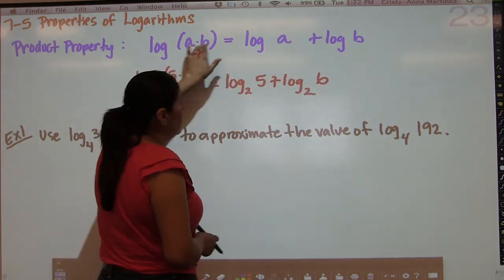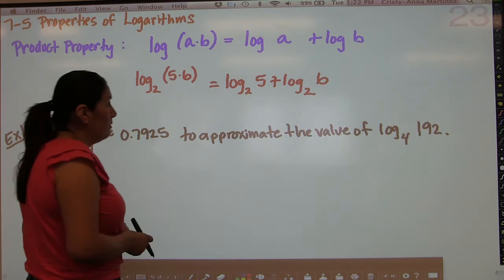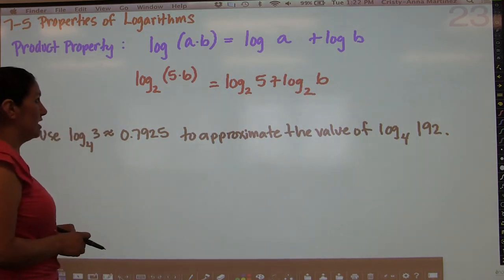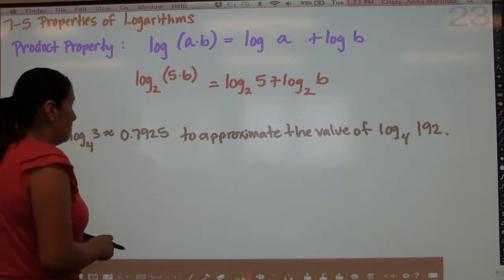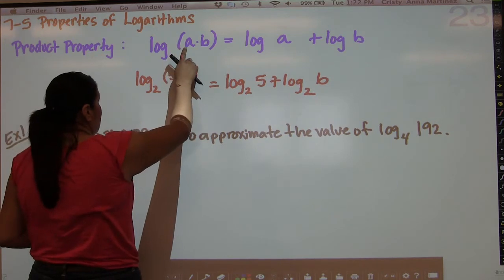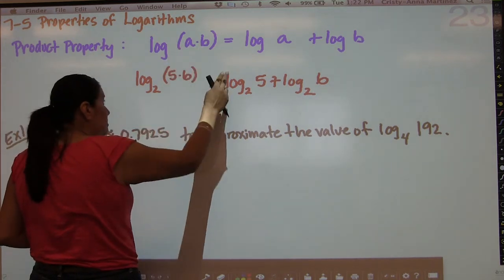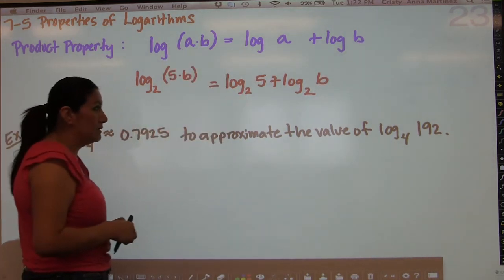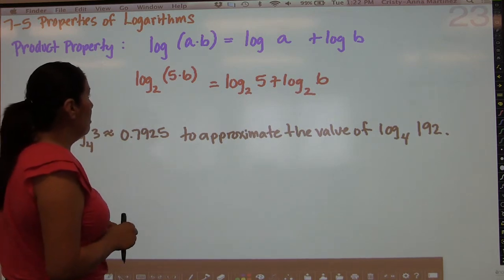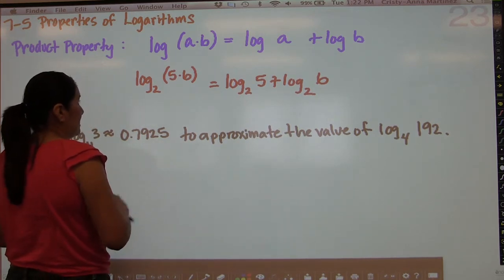So multiplication becomes addition. It's very important that you recognize that there is no such thing as log a plus b. Sometimes people think that if you have the log of a sum, that the reverse is true, that it becomes a product, and that's not the case. But if you do have the log of a product, it does break down into a sum.